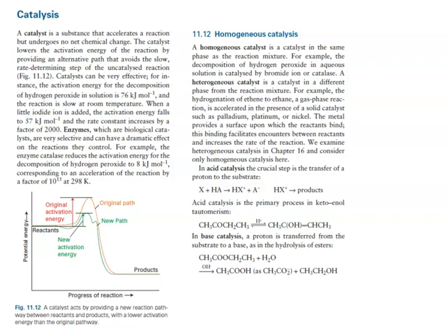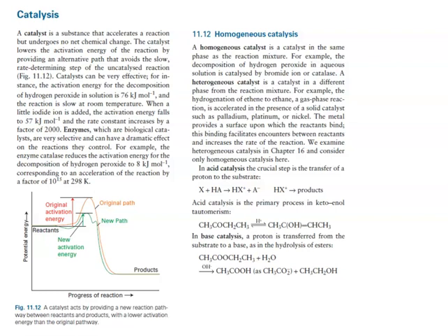So, let's talk about different types of catalysts. First, homogeneous catalysts, or homogeneous catalysis. A homogeneous catalyst is a catalyst in the same phase as the reaction mixture. For example, the decomposition of hydrogen peroxide in aqueous solution is catalyzed by bromide ion or catalase.